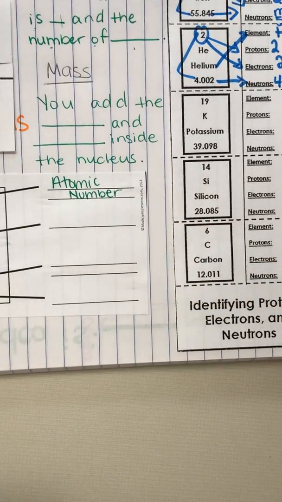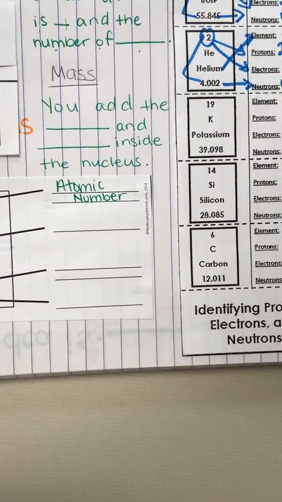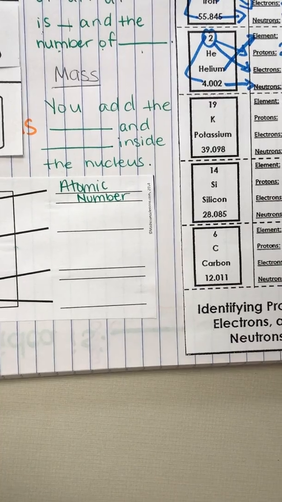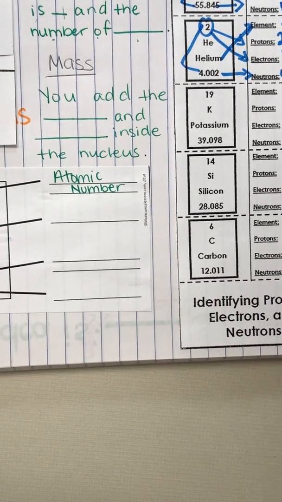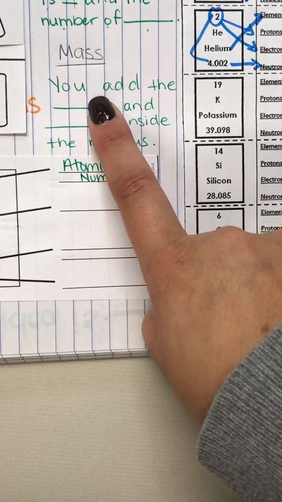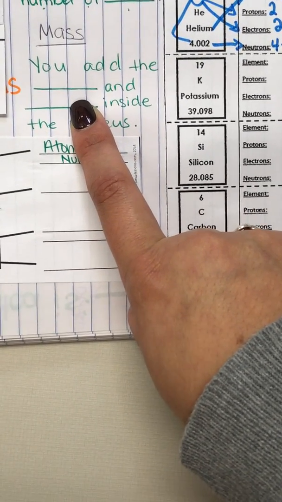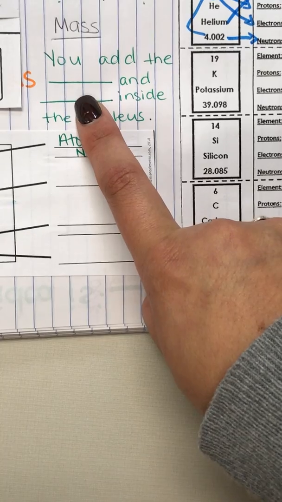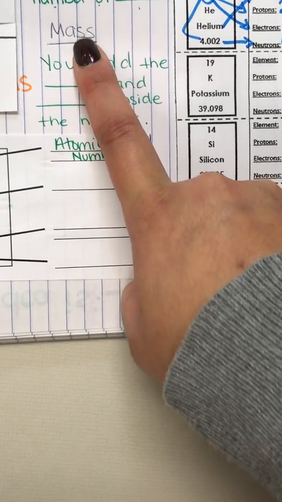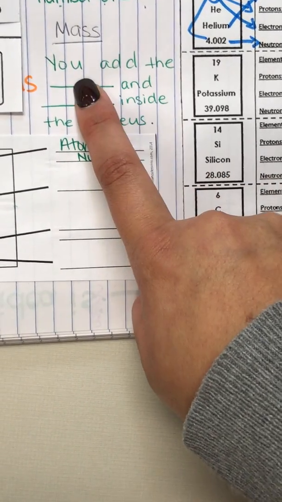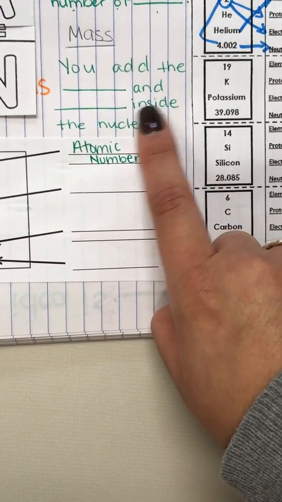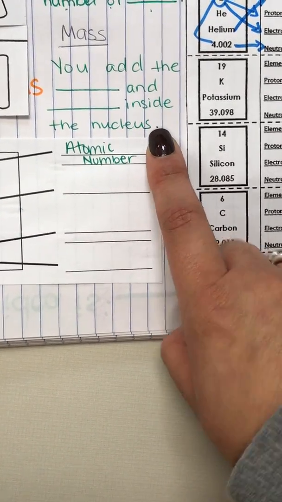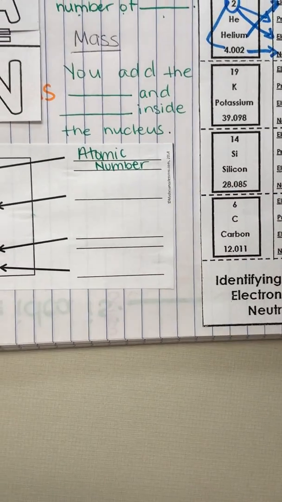What has more mass in an atom? The electron cloud or the nucleus? The electron cloud. No, I mean nucleus. The nucleus has most of the mass. So what 2 subatomic particles are inside your nucleus? Protons and neutrons. So to find the mass, you're going to add the protons and neutrons inside the nucleus, period. Questions? No? Good. The end.